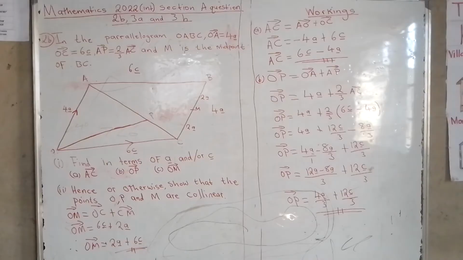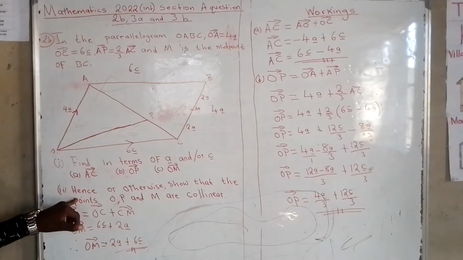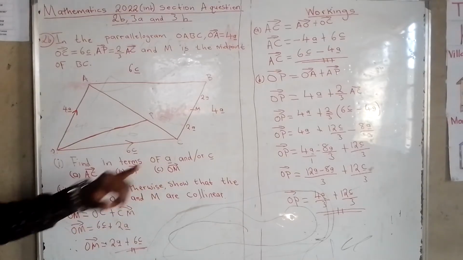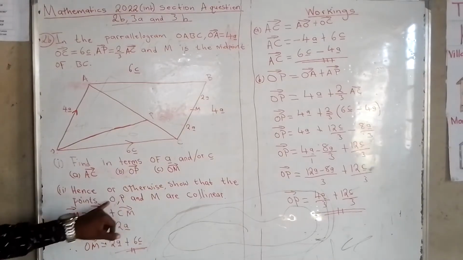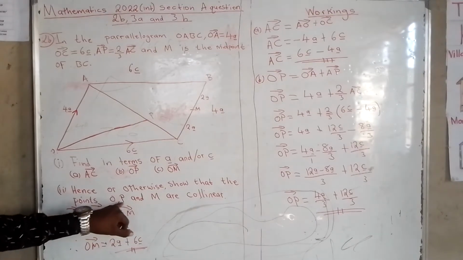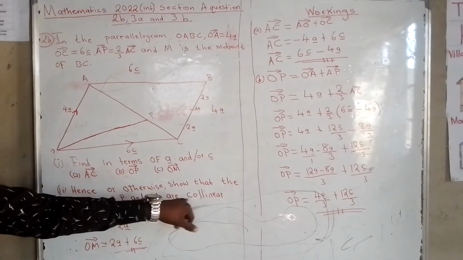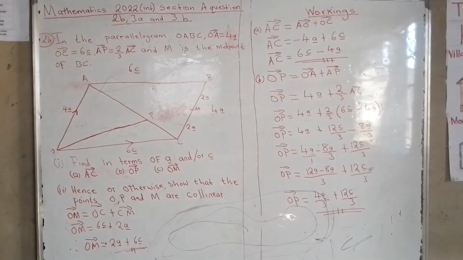As simple as that. Then the last one, number 2. They're saying hence or otherwise show that the points OP and M are collinear. Okay, so when they say collinear, it means the lines they're talking about are parallel to each other, or they're having different magnitude, same magnitude. Like for example, let me do this.